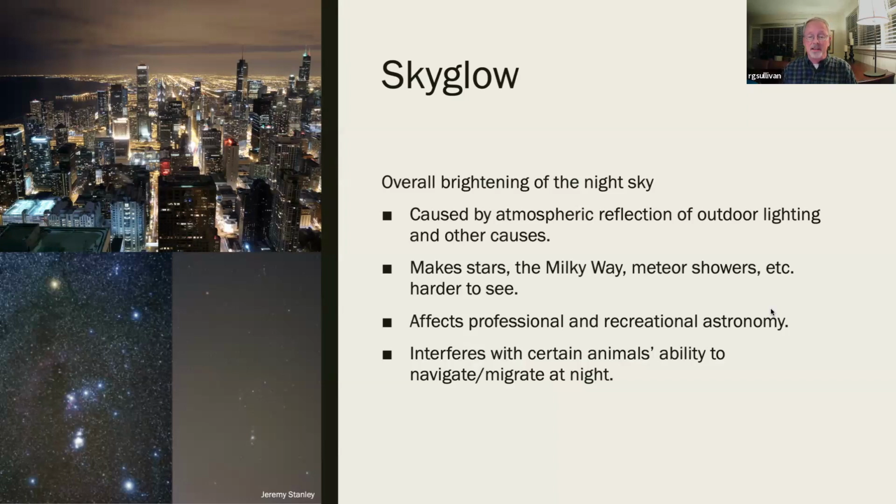It has a huge effect on professional and amateur astronomy, and it also interferes with certain animals' ability to navigate or migrate at night. Some birds, it is believed, and I think it has been proven more or less, use the stars as an aid to navigation, at least in some cases. And when they cannot see those stars, they have a problem navigating in the presence of artificial lights. And I'll talk more about that later.